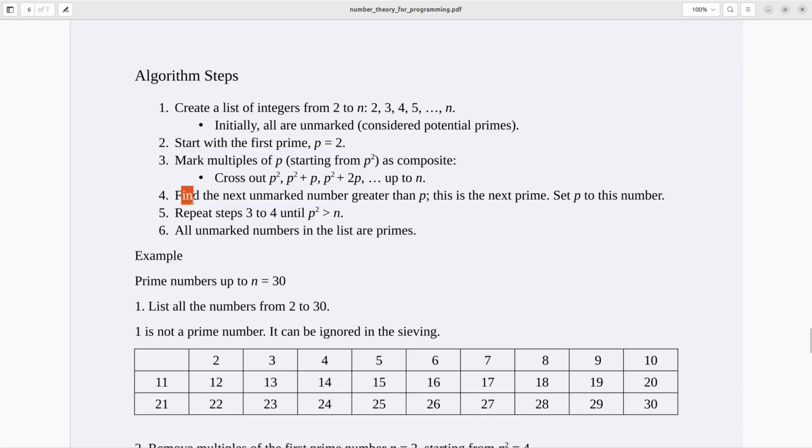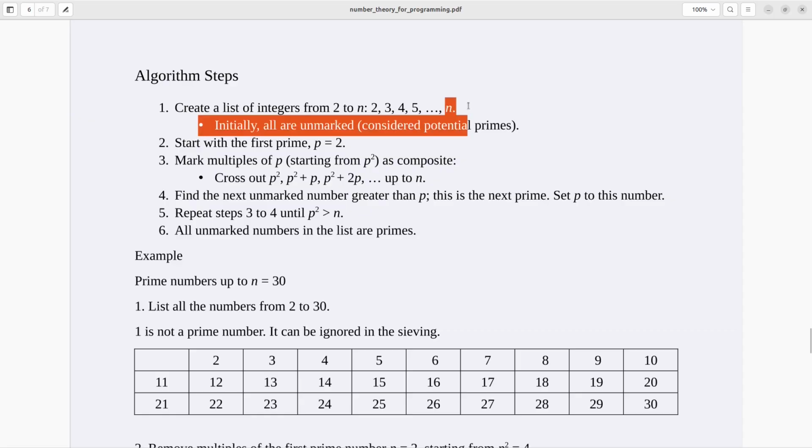And then I would like to mark the next unmarked number, which is greater than p. So this will be just the next prime number, and I would like to set p to this number. And then I'm going to repeat steps 3 and 4, okay, until p squared is found to be larger than n, which is the final number to reach in my list. Okay, and the remaining unmarked numbers are just the prime numbers up to the given number n.